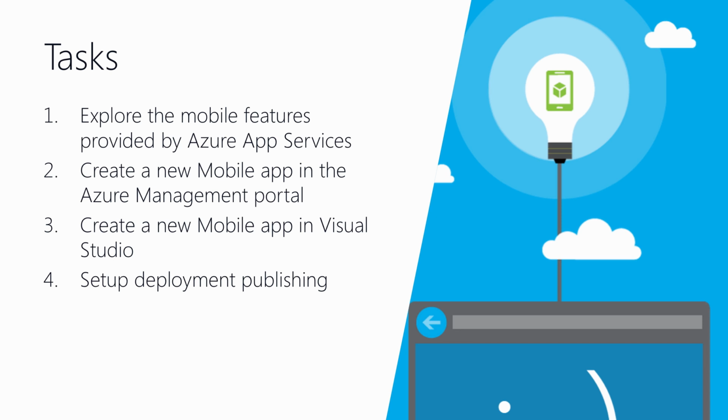As you see in this objective, we have a few tasks. First, we're going to talk about the different features that Azure App Services provides to us. And then we're going to go to the Azure Management Portal and create a new mobile app. And we'll create a new mobile app in Visual Studio as well. And then we'll talk about how to set up deployment publishing to get your service up into the cloud.